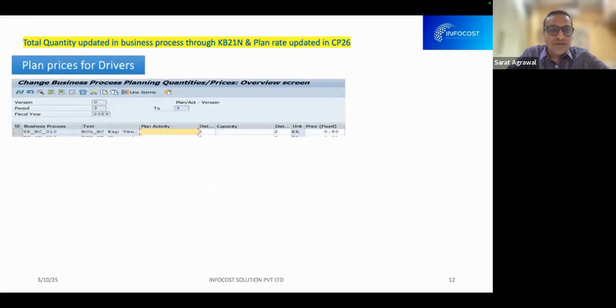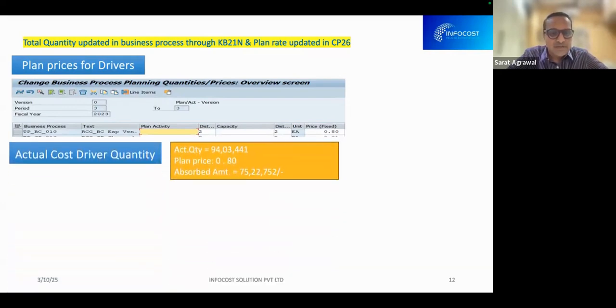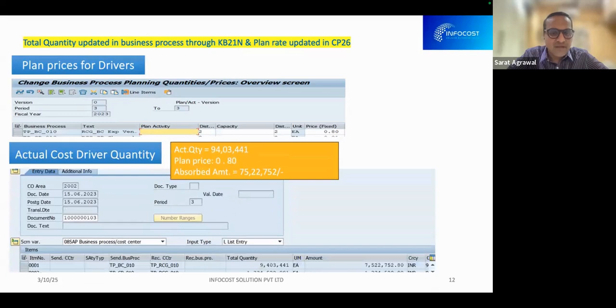Now we need to understand how the total quantity can be updated under the business process as a cost driver. So you can see the quantity is there and we have updated it. Actual quantity is, let's say, 94 lakh, plan price is 0.8, and the absorbed amount is this much. So this is what we have absorbed and this is what we have captured in the system.